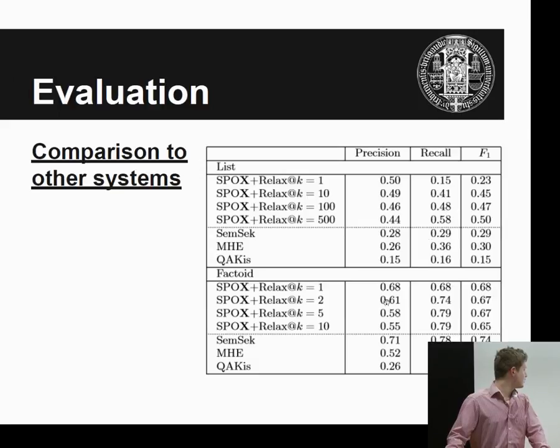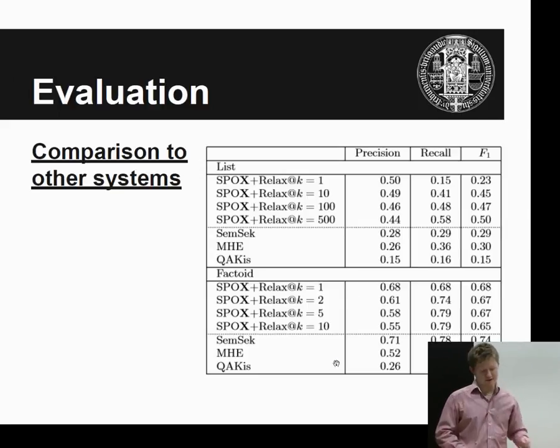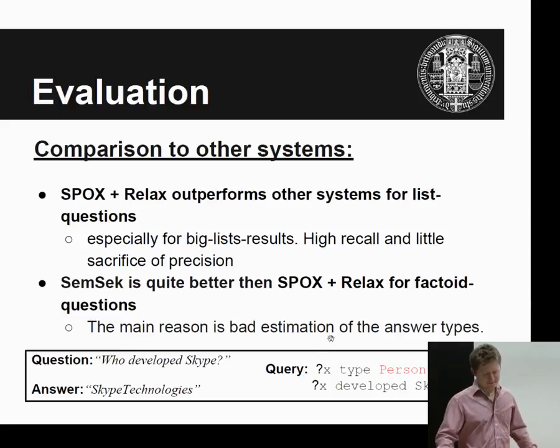But for factoid questions, SAMSEC was better than the SPOX approach. The main reason for that is bad estimation of the answer types. For example, who developed Skype? The right answer would be Skype Technologies. But SPOX would create this query where the type is person, and of course Skype Technologies is not a person. So they would get an empty list.